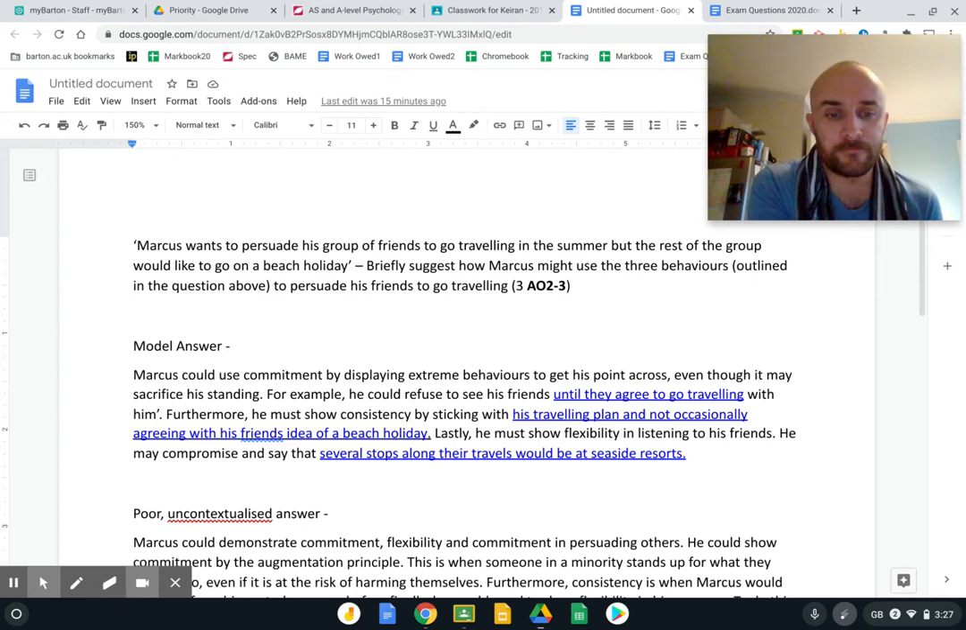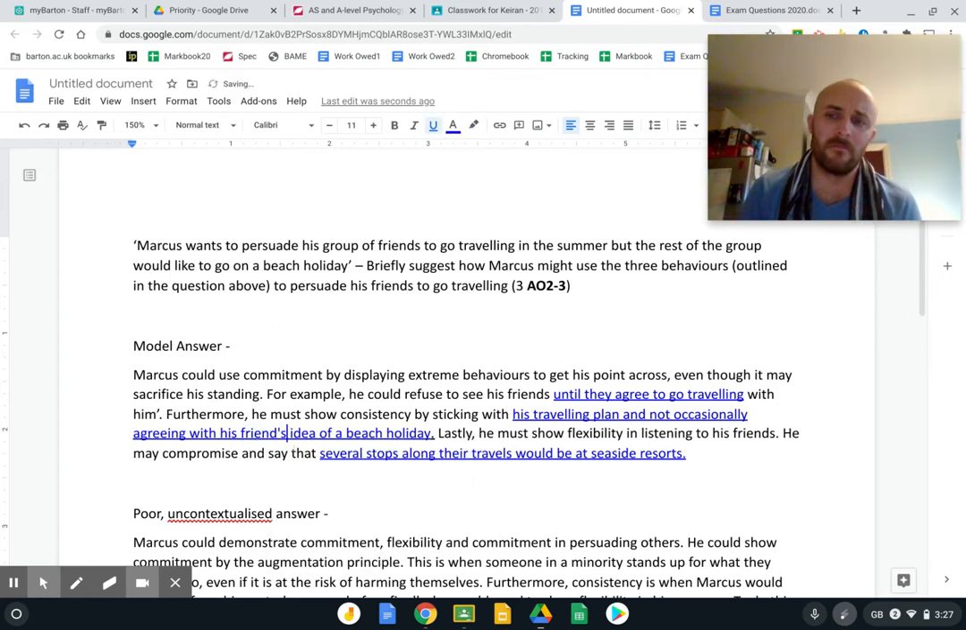Likewise, furthermore, he must show consistency by sticking with his traveling plan, there you go, and not occasionally agreeing with his friend's idea of a beach holiday. So again, that would be one way. And again, you can't revise that.